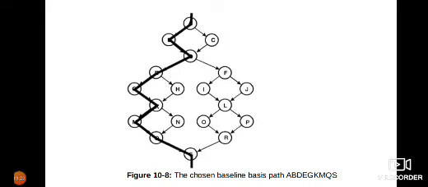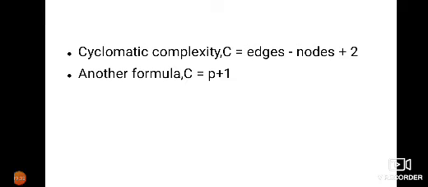So I'll be doing 24 minus 19 plus 2. What is the value? 24 minus 19 is 5, and 5 plus 2 is 7. So 7 is the value of cyclomatic complexity over here.